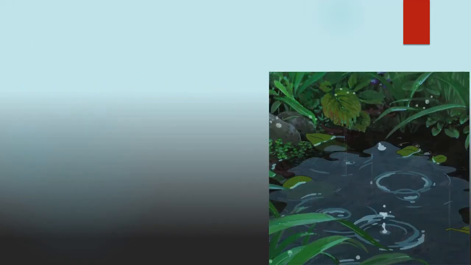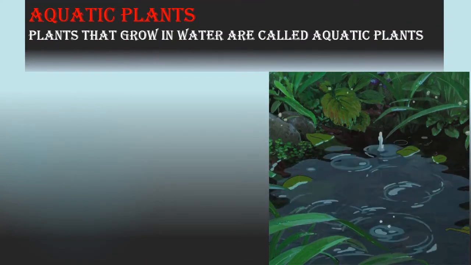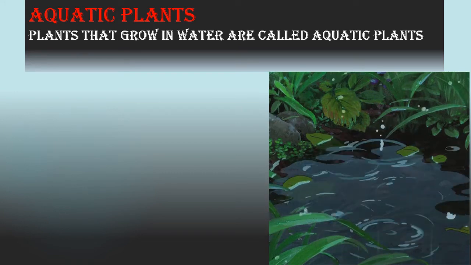So let's get started with today's topic, that is aquatic plants. What are aquatic plants? Plants that grow in water are called aquatic plants. Like they can grow in oceans, seas, rivers, ponds, lakes.